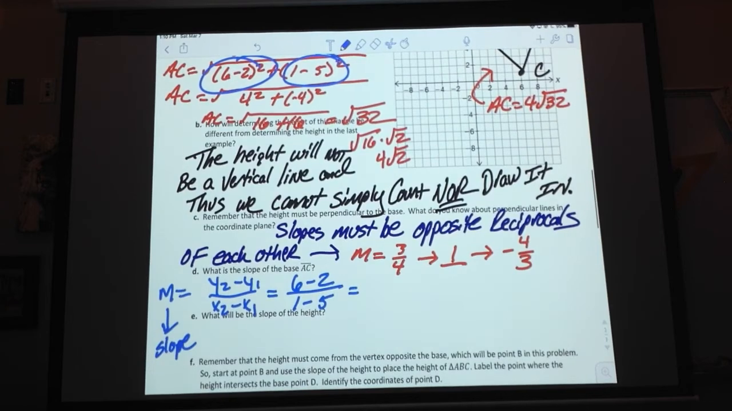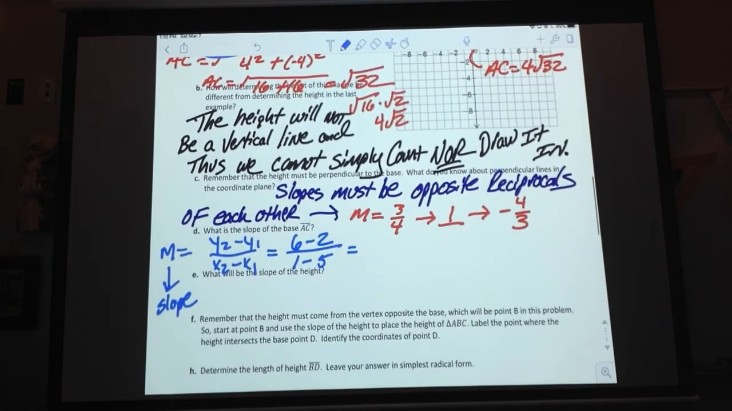Makes it easier. And now I can simply, 6 minus 2 is 4. 1 minus 5 is negative 4. 4 divided by negative 4 is simply negative 1. So I know the slope of AC is negative 1. So the slope of AC equals negative 1.